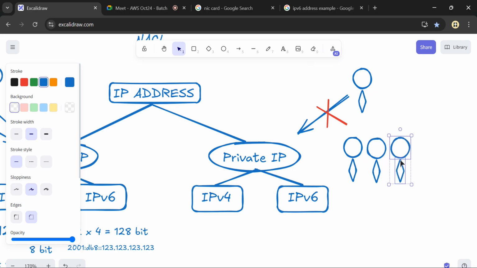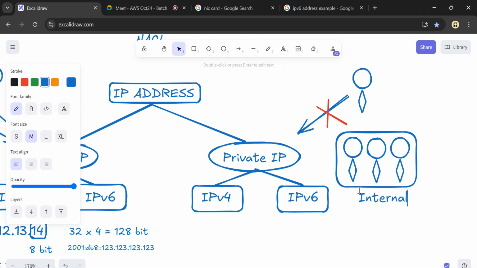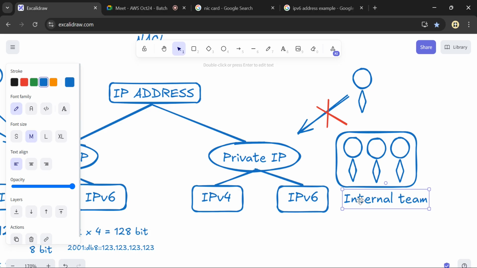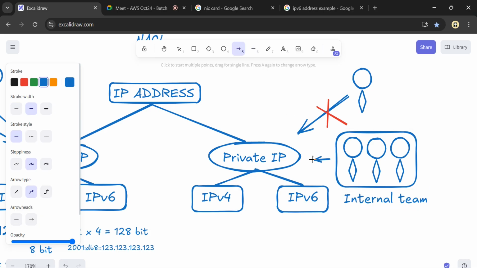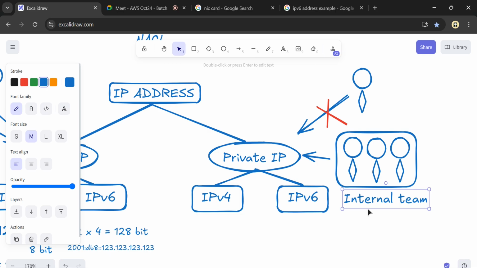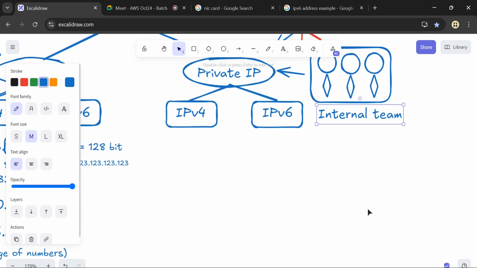Let's say I'm playing a game with my friends, and I'm connected in a local area network, that is kind of a private IP. It will be connected via private IP. So this is a group of people, or let's say an internal team, and only they can access the private IP. Or let's say internal servers. Within your network, one server in your same network is able to connect to the other server via private network. You don't want to go to the internet for that.